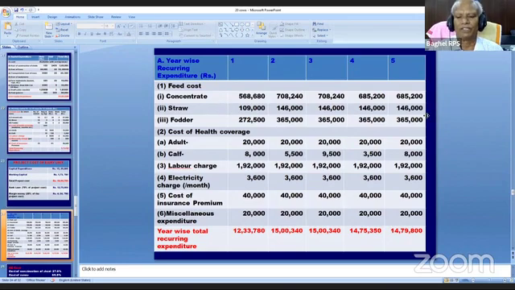Now, concentrate cost, the extra, and the cost of the fodder. That is the cost of feed. Then cost of health coverage, as per the assumptions I have given, is calculated. Labor charge, same, at the rate of 8,000 rupees per month per labor for 12 months. Electricity charges, cost of insurance premium 4%, miscellaneous. So this year-wise total recurring expenditure, you can see 12 lakhs 33,000, 15 lakhs, 15 lakhs, 14.75 lakhs, 14.79 lakhs.